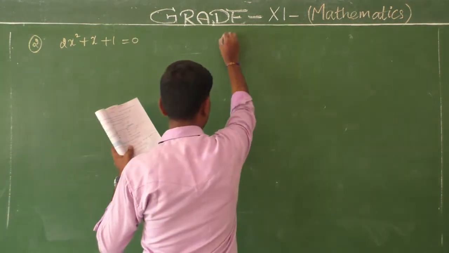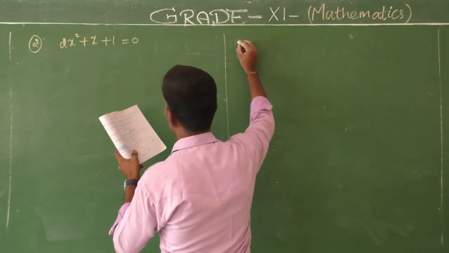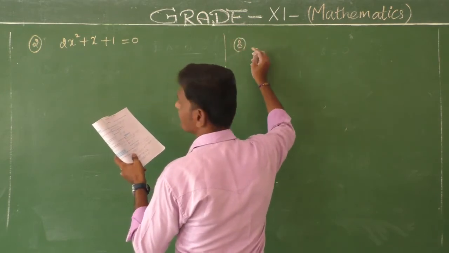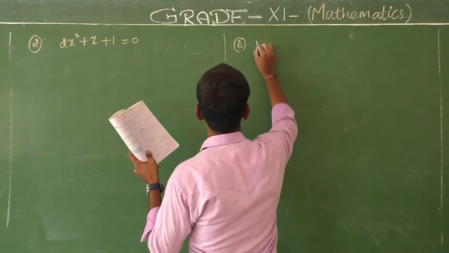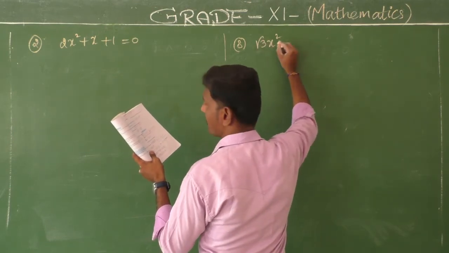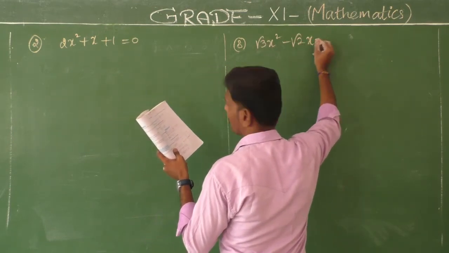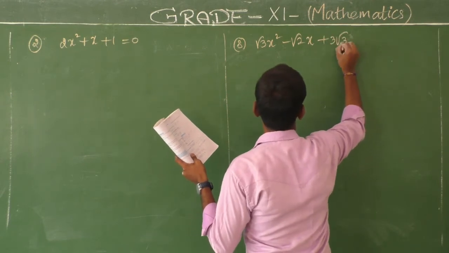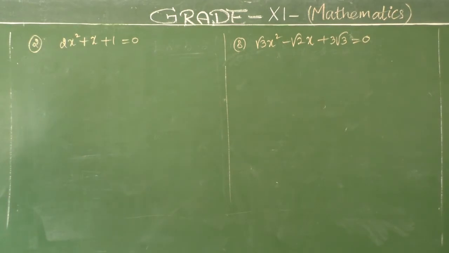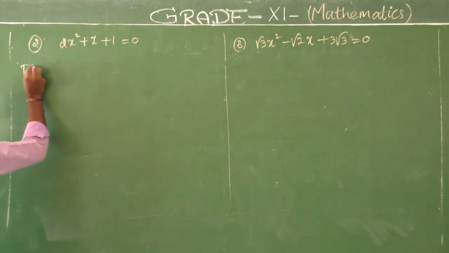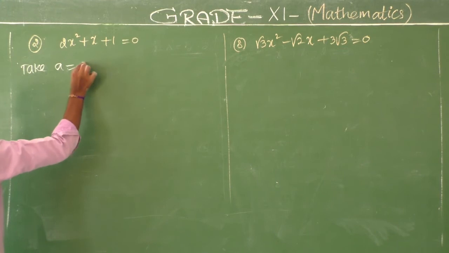And then I am giving you a different question, question number 8. This is the same as example 11, that pattern: root 3x square minus root 2x plus 3 root 3 equal to 0. Yes, students? Okay, fine.